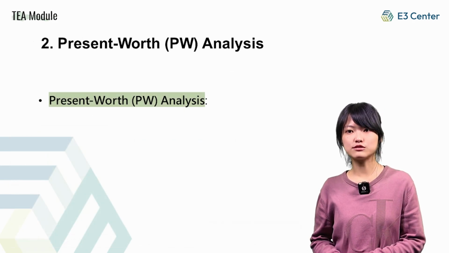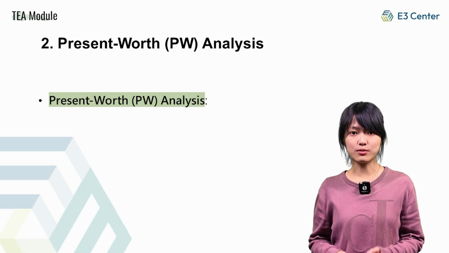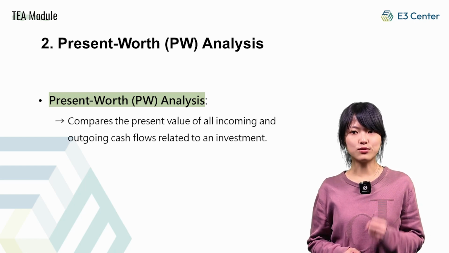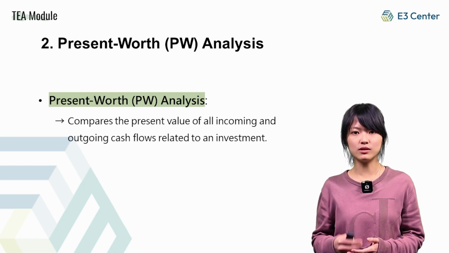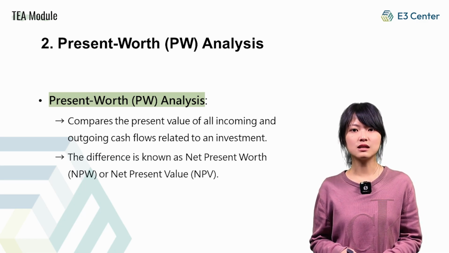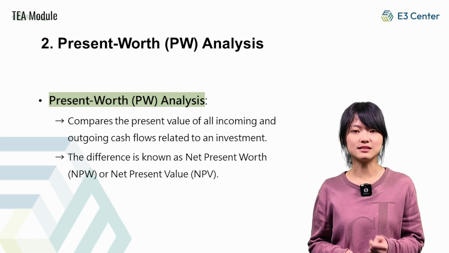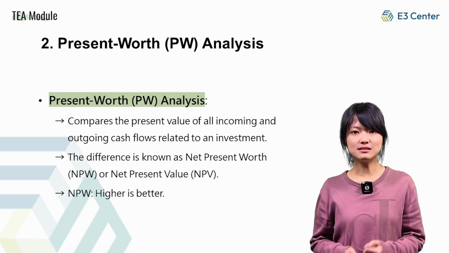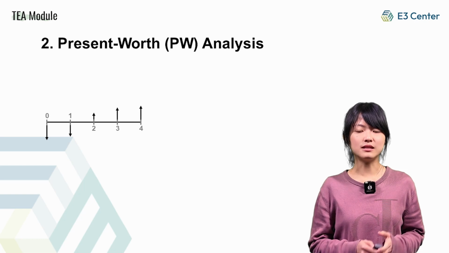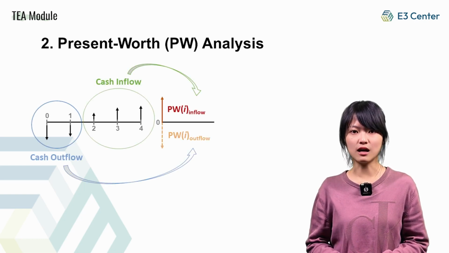Alternatively, discounted cash flow techniques like the net present value method offer a more comprehensive analysis. We call it NPV. NPV compares the present value of all incoming and outgoing cash flows related to an investment. The difference between these values, known as NPV, determines the project's acceptability as an investment. A higher NPV indicates a more desirable investment. As shown in the diagram on this page, this method involves discounting all cash inflows and outflows.